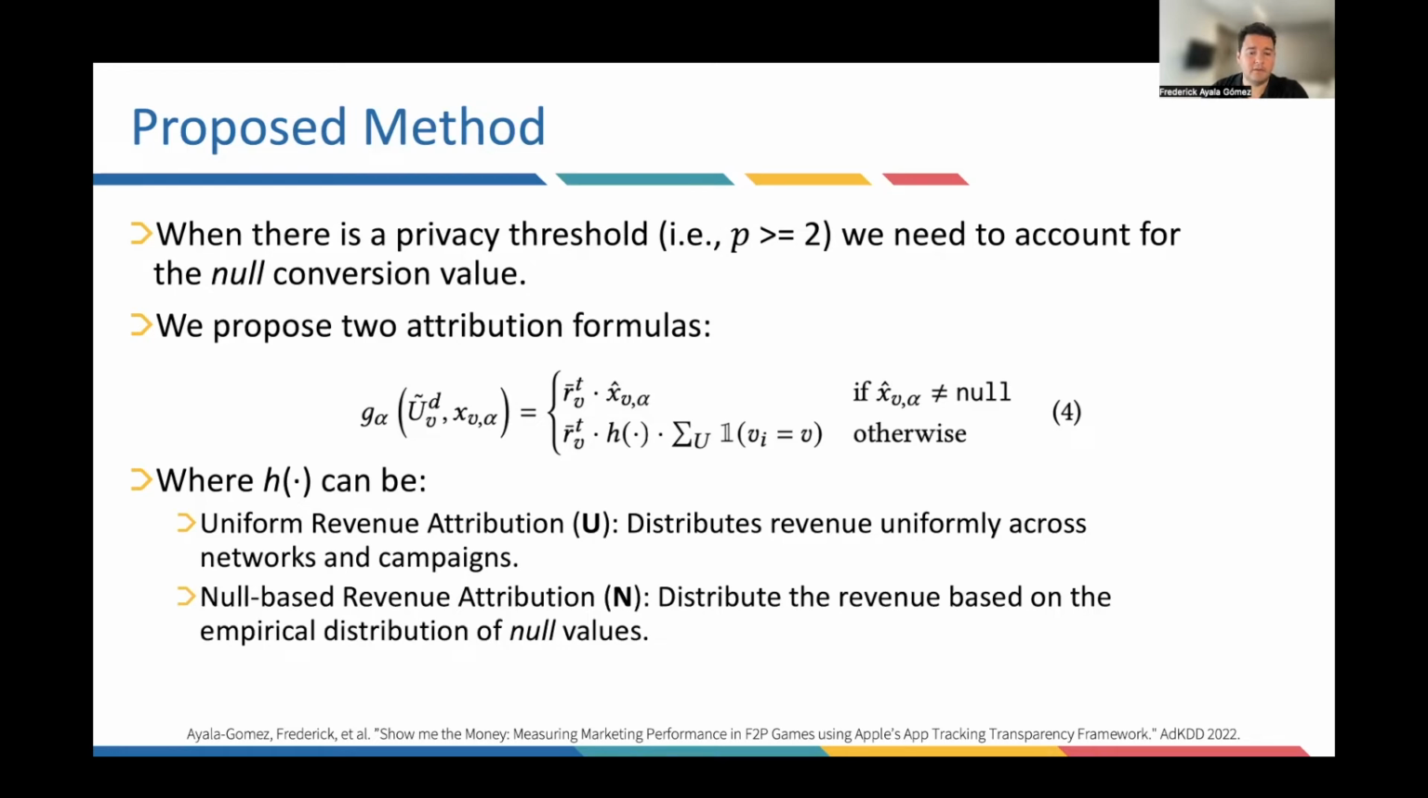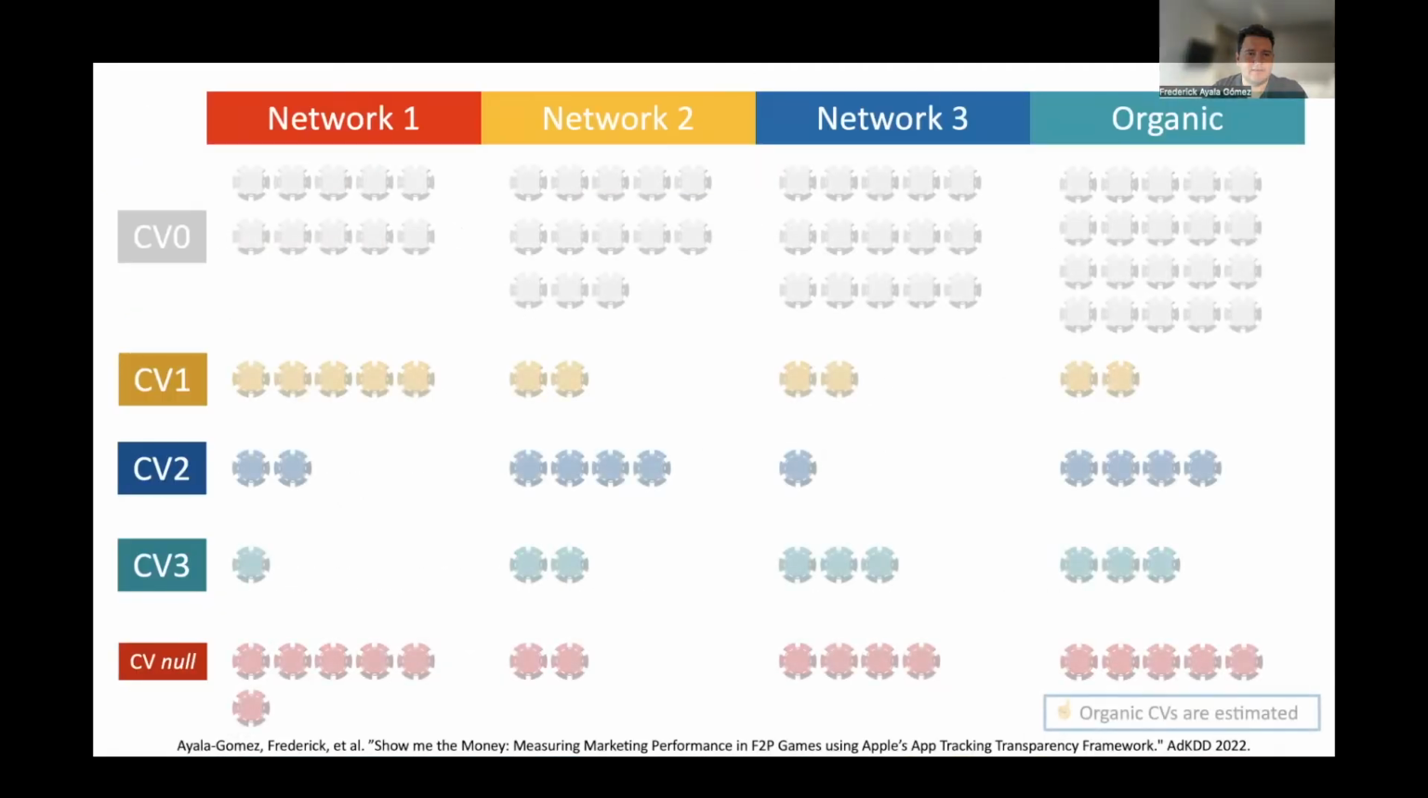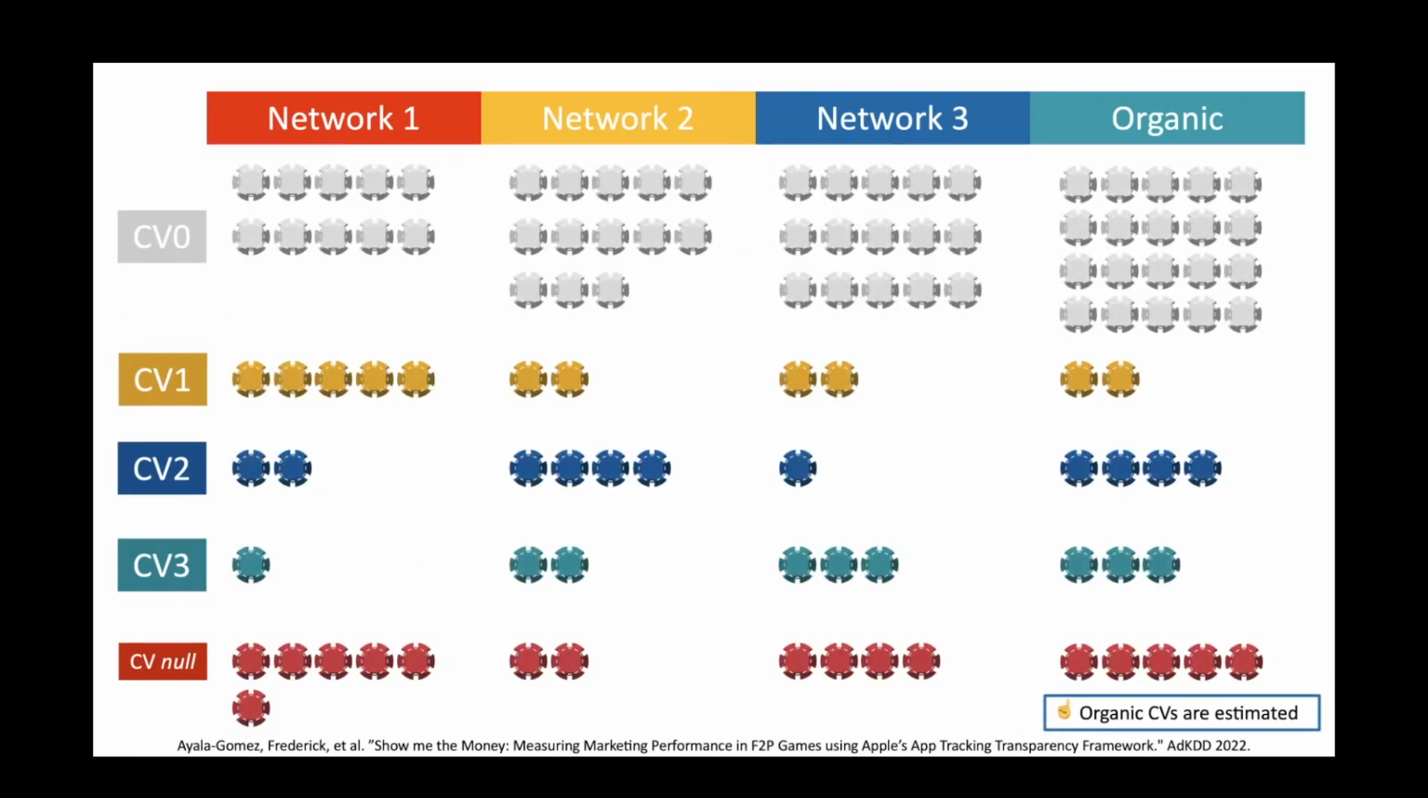And the null-based revenue attribution would distribute the revenue based on the empirical distribution of null values. Let's look at an example. Here we have 3 advertising networks and we want to attribute revenue at the network level. For this, we also estimate the count of conversion values for the organic origin. And we do this by looking at all of our users in the database and subtracting the scan data that we have received. The null conversion values for organic are a bit trickier to estimate.